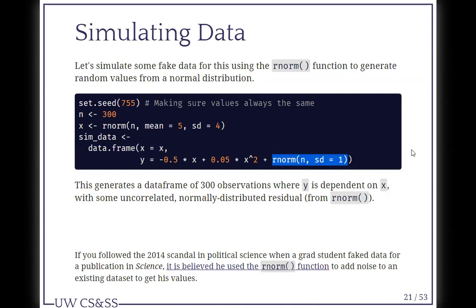One thing I do want to note about rnorm is that if you followed in 2014 a scandal in political science, when a grad student faked data for a publication in Science, it is believed that he used the rnorm function to add noise to existing data sets to get his values. I believe that the paper was about how people feel about other people, and the crux of the article is whether or not they had met somebody who was of this kind before when they were going to make these judgments about this person.